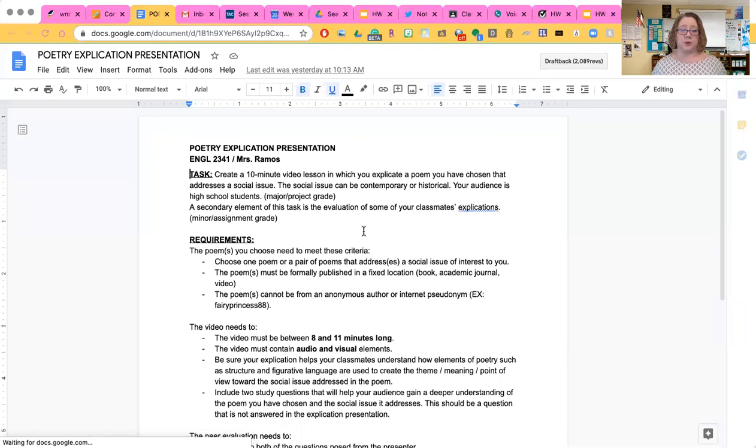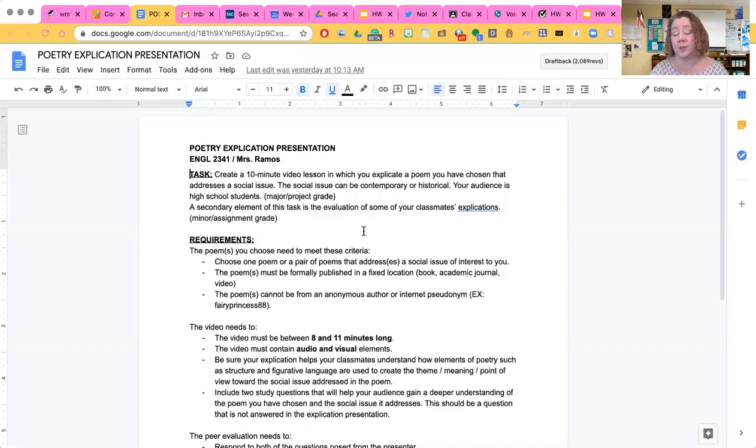So what I want you to do for this project is choose a poem or a pair of poems. You can choose either 1 or 2 poems if you would like to do 2. And the only qualification for choosing the poem, well, there's a couple, but the main focus that I want you to choose when you're looking for your poem is that I want it to be about a social issue. It can be about a social issue that's happening now. You can go and find poems about politics or Black Lives Matter or immigration or whatever topic is of interest to you.